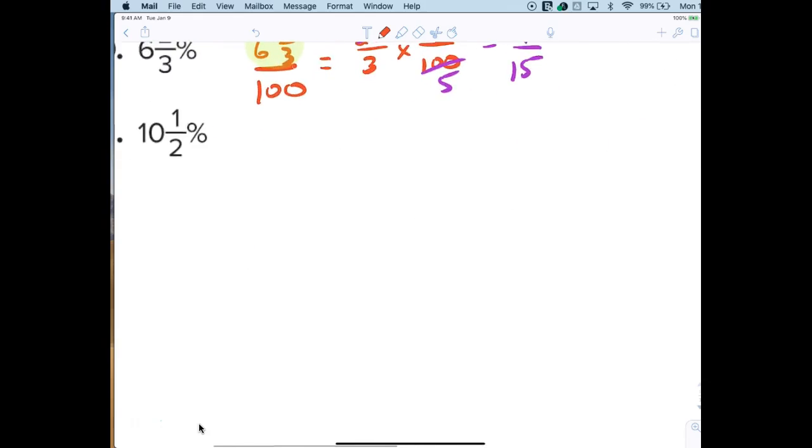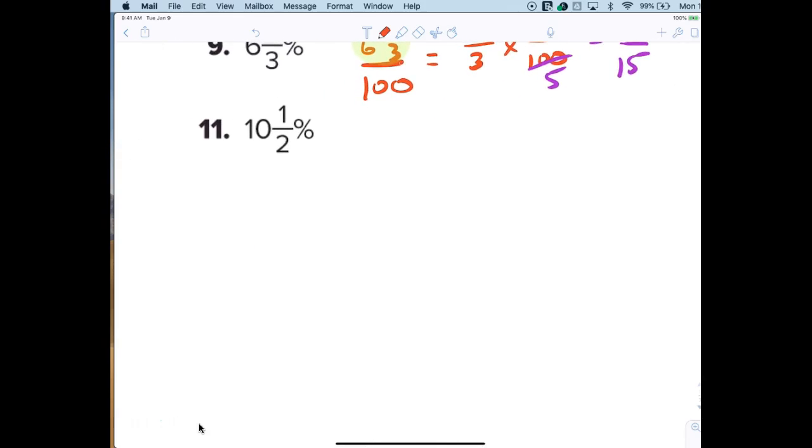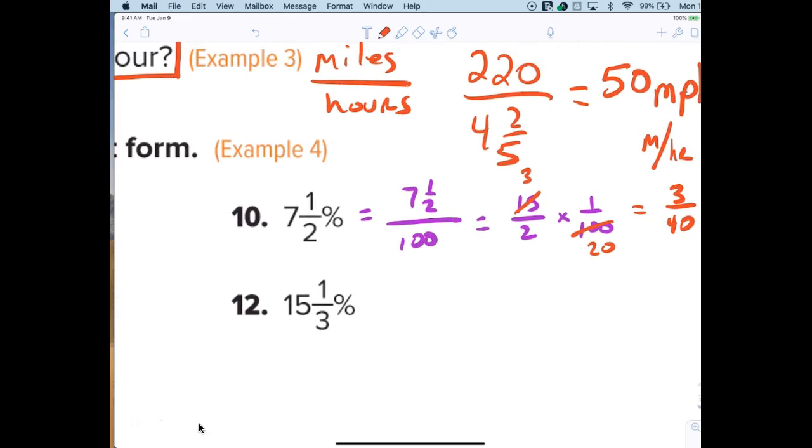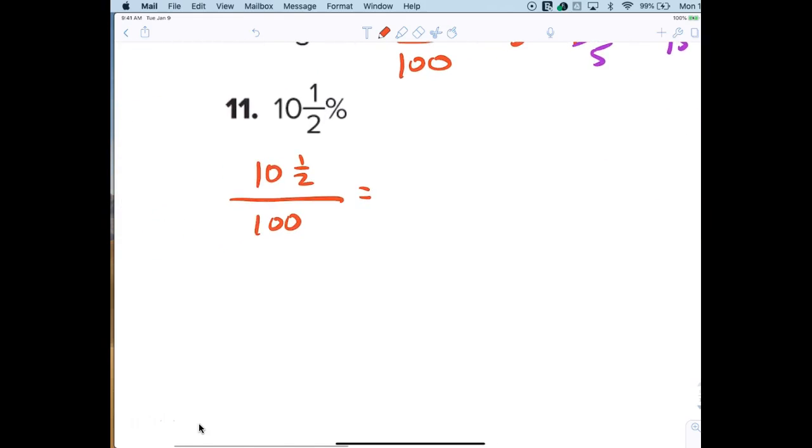Tell me about number 11 now. Yep, 10 and 1/2 divided by 100, which is the same as... Come on, man, we just did a problem. What do I have to do? Let's look back at our notes. Number 10, what did he do to the 7 and 1/2? Yeah, come on, man, you're smart. Let's go. I shouldn't have to tell you.